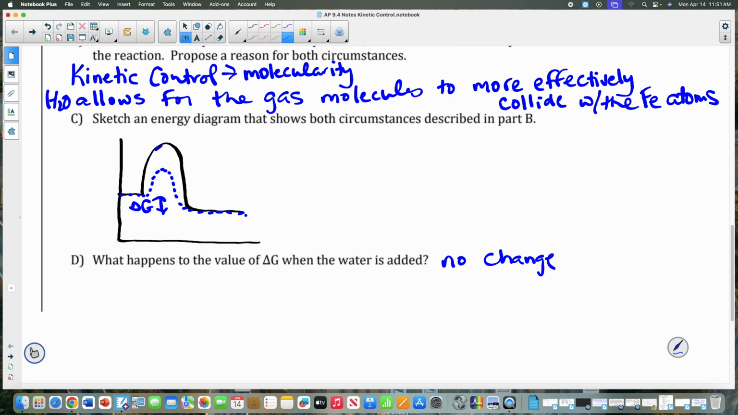Oh, you're saying delta G is the x value, so it doesn't matter? No, for these energy profiles, this is the course of the reaction, or time if you want to think of it that way. And then on this axis is your potential energy. So that's still technically a y-axis value.